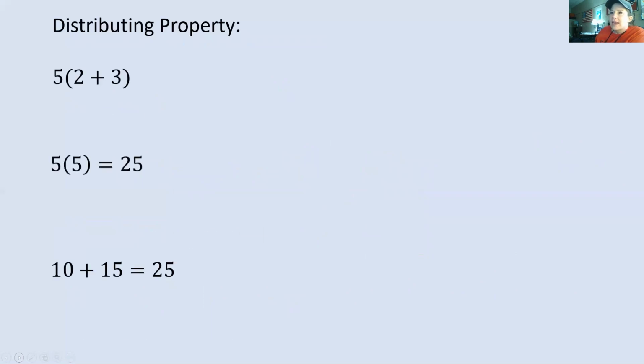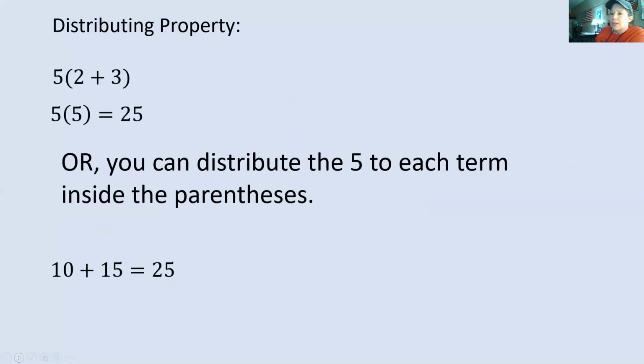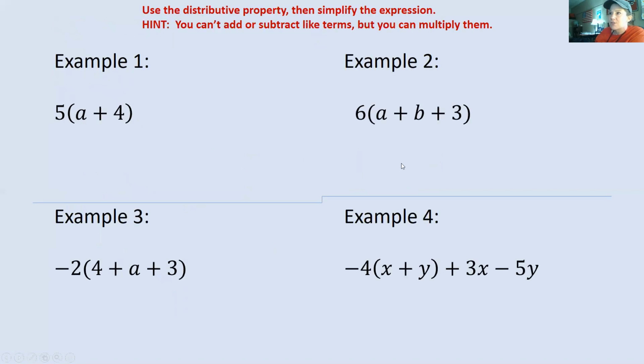All right, now you cannot add unlike terms, but you can distribute unlike terms. So on the top, we can either add these two numbers together and get 5, and then multiply 5 times 5 and get 25, or we can distribute the 5 to the first number and then 5 to the second number, and we get 10 plus 25, which is also 25.